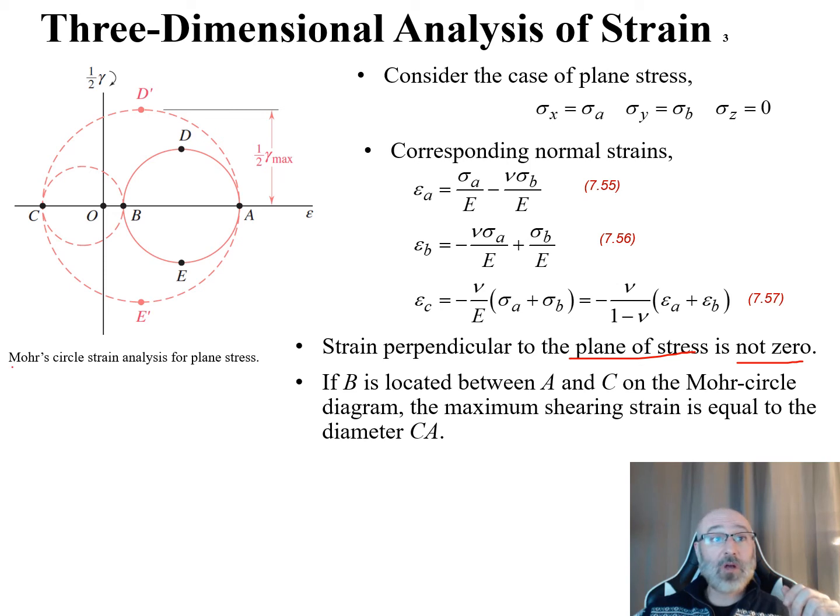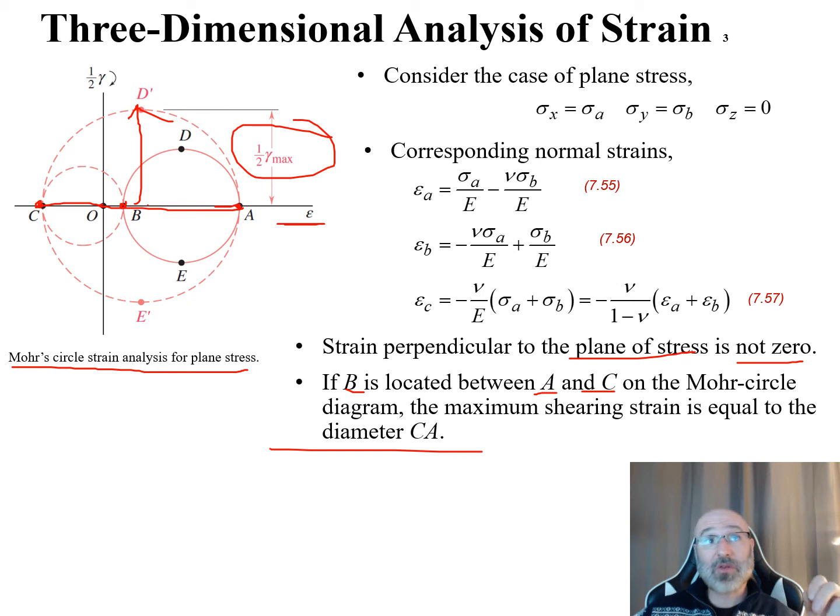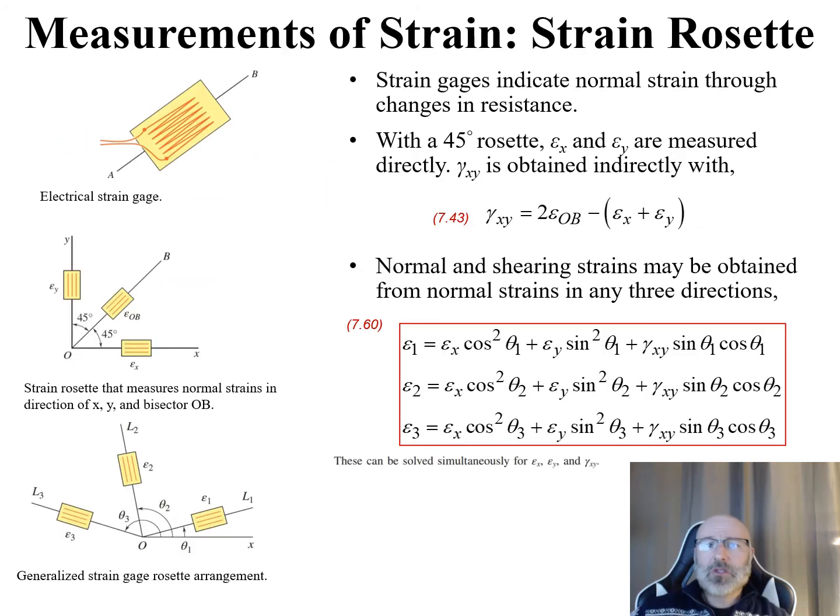And also, if we look back over here at our diagram for Mohr's circle strain analysis for plane stress, if B, our B value right there, is located between A and C on Mohr's circle, so there's our A and there's our C, if B is located in between those, the maximum shearing strain is equal to our diameter CA. That's because C to A right there is our full diameter of the circle, whereas the radius, going from our origin point, our center line here with our epsilon, up to our point D right there, is going to be 1/2 of our max shearing strain. So our full shearing strain, our gamma max, goes this full distance, which would be that diameter, the distance from C to A. So next, let's take a look at the measurement strain.